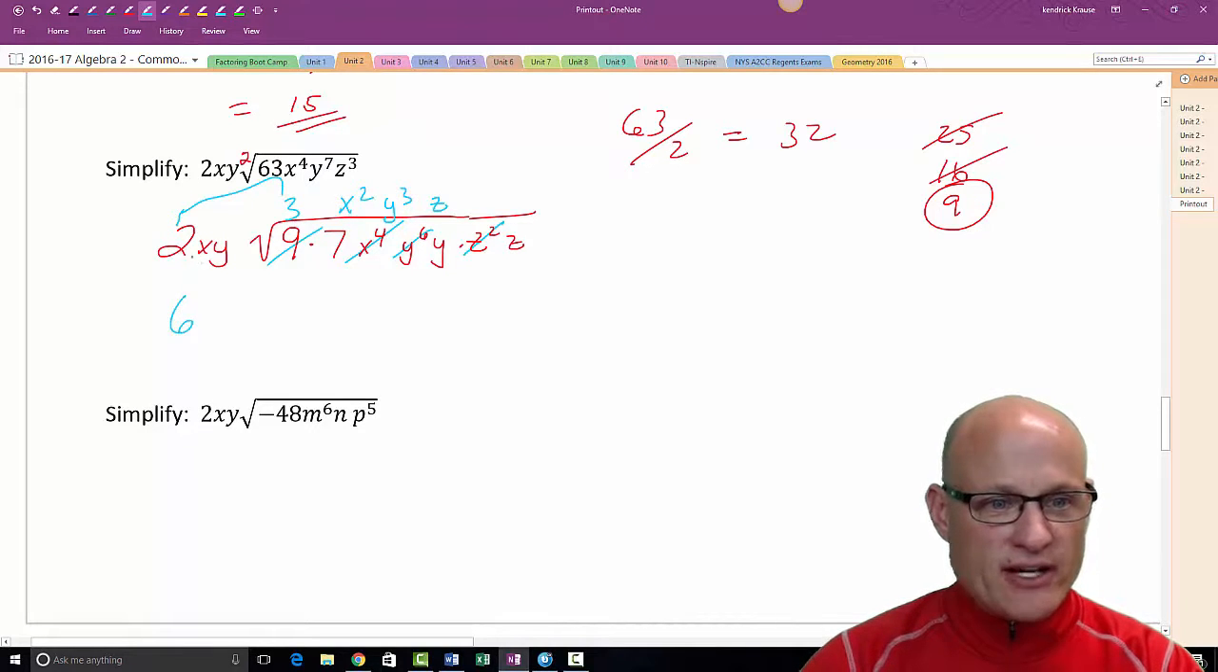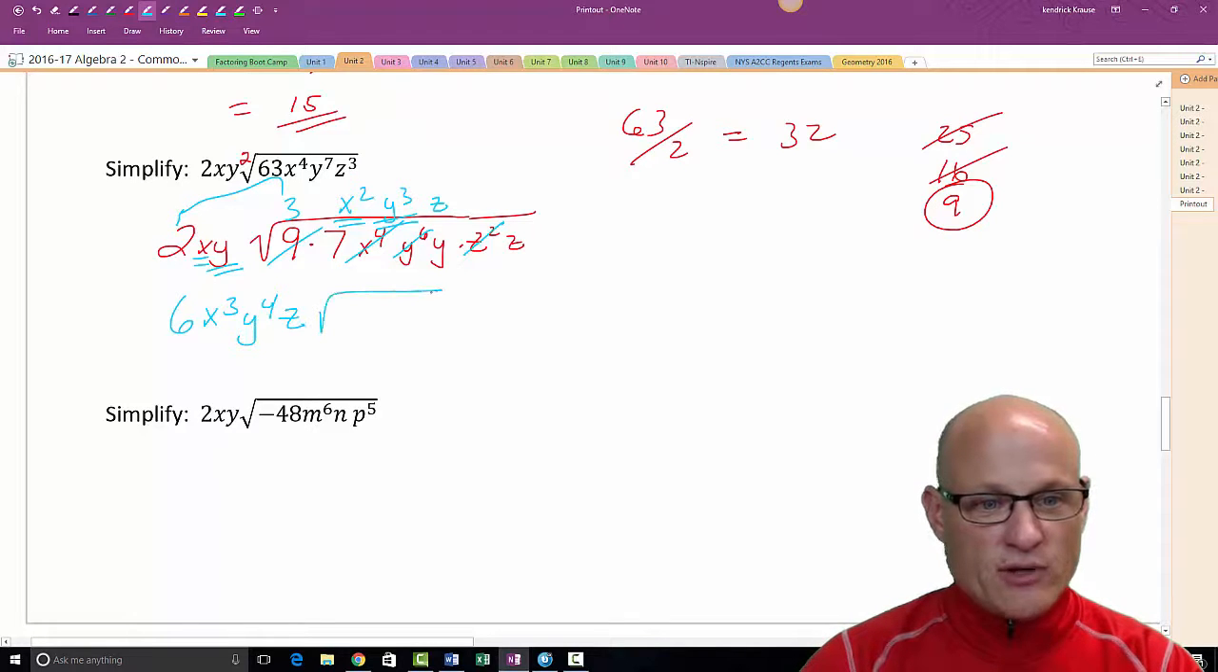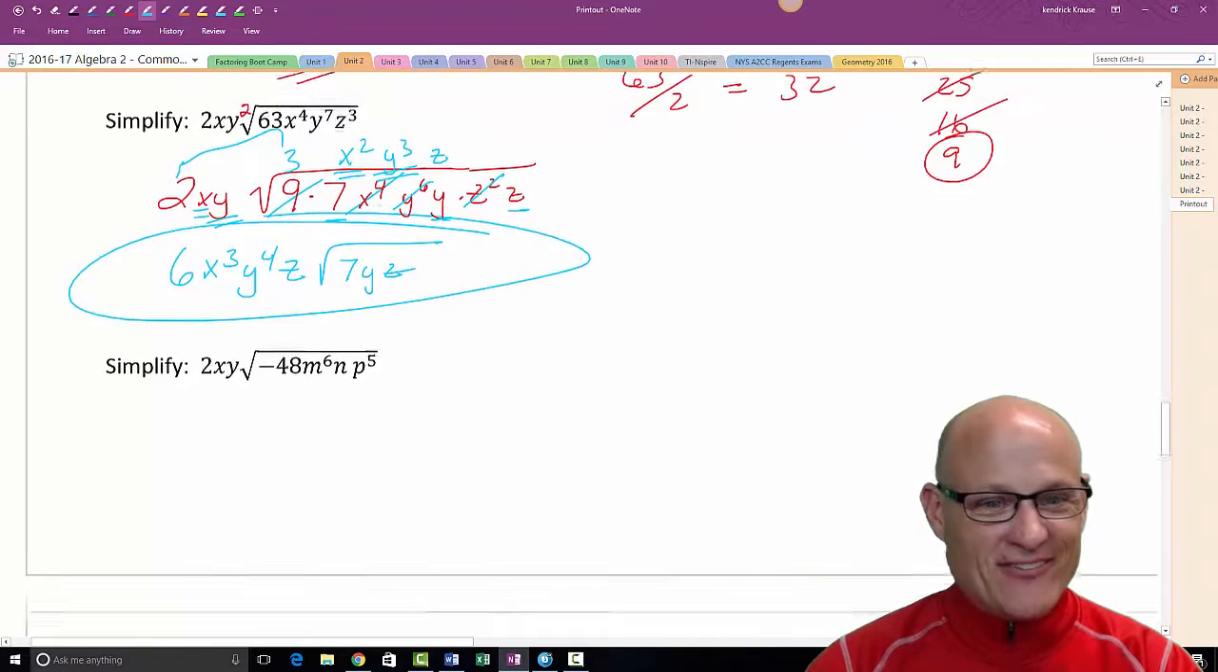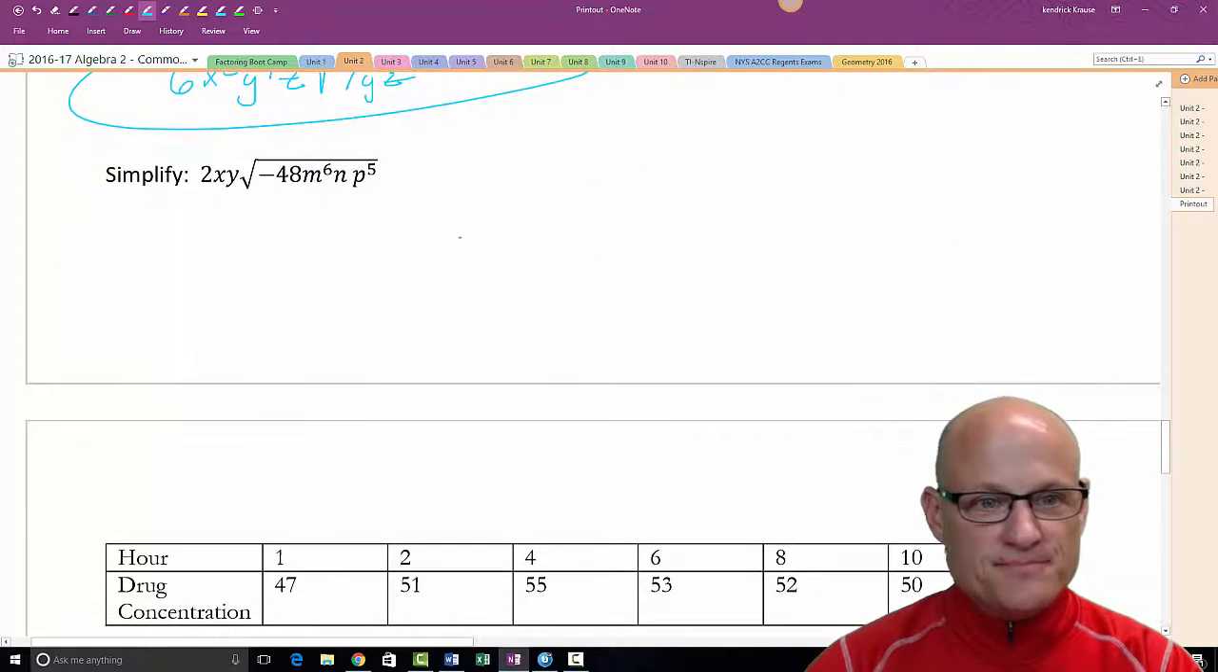That's 6. Now I've got an x here and an x squared. That's x cubed. I got a y here and a y cubed. That's y to the 4th. Z, square roots of 7, y, z. That was fun. All right, pause it.